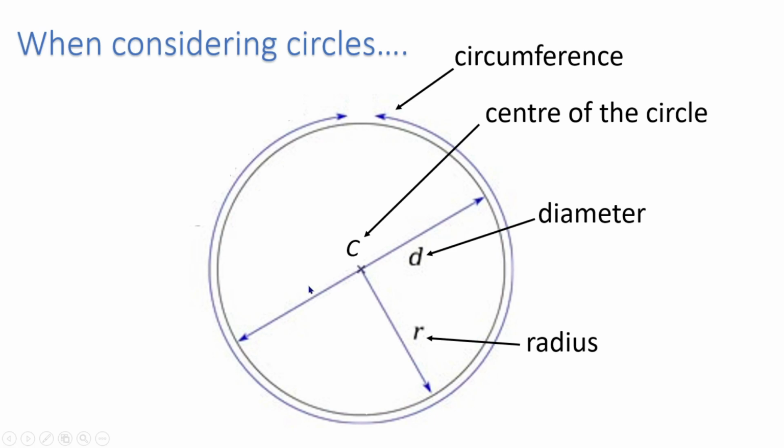Then this is the diameter. The diameter is the length of a line between 2 points on a circle which passes through the center point of the circle. Then this is the radius. The radius is the length from the center of a circle to a point on the circumference.